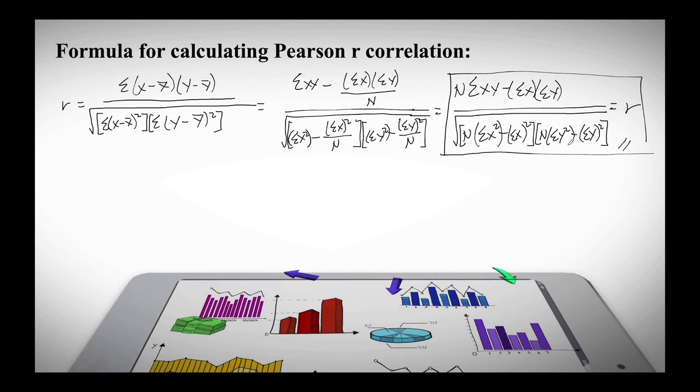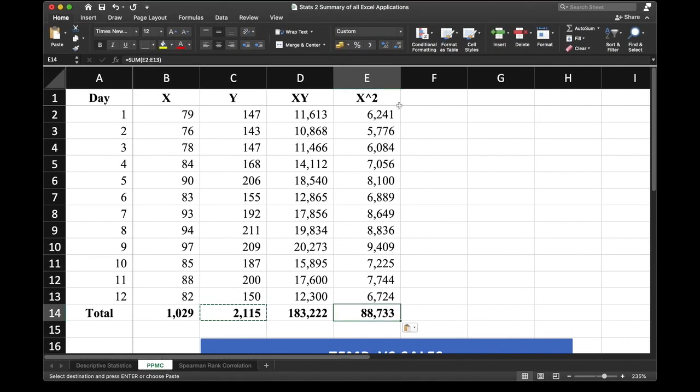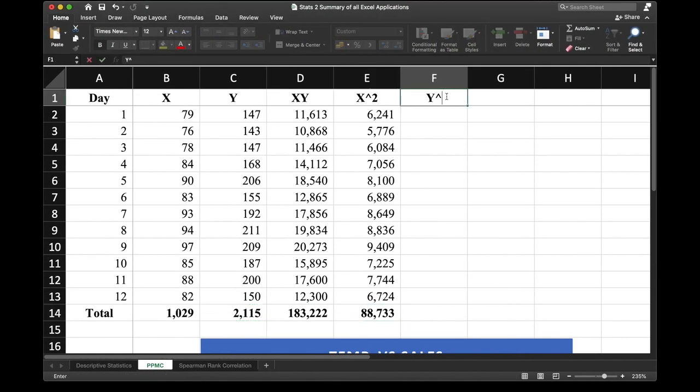Summation of y squared and summation of y. Summation of y, meron na. Summation of y squared, wala pa tayo. So, let's start computing the y squared first. So, this is y multiplied to y again. So, 147 multiplied to 147.